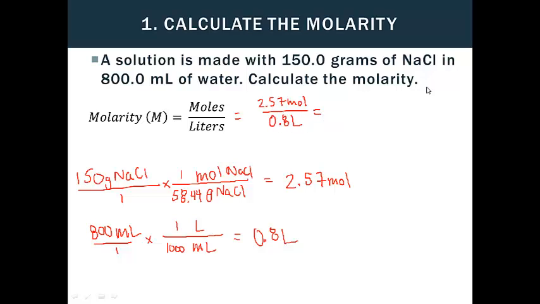And that's going to give me a molarity of 3.21. So molarity is always just moles on top of liters. You might have to do some conversions to get moles and liters. So in this case, we had to convert grams to moles and milliliters to liters. But either way, it's still moles on top of liters.